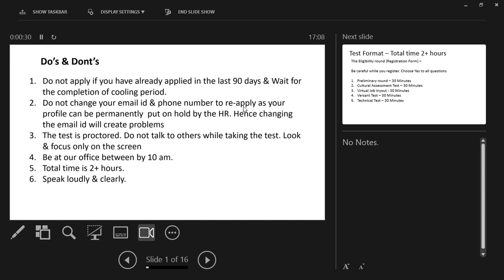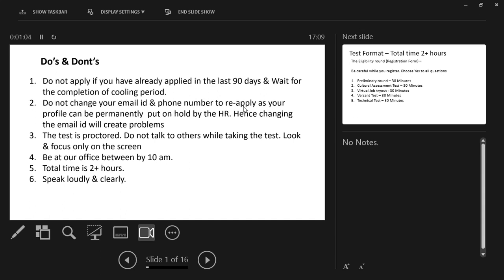So a few things to remember. If you have applied in the last 90 days, then I would suggest you wait for the cooling period. The cooling period for Amazon is 90 days. So if you have completed the cooling period, only then please visit our office and take the test. But in case you applied already in the last 1 week, 2 weeks, or 1 month, then I suggest you wait for the completion of 90 days and then apply for taking the test.